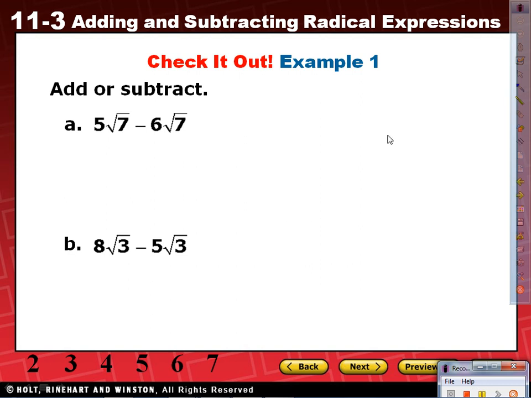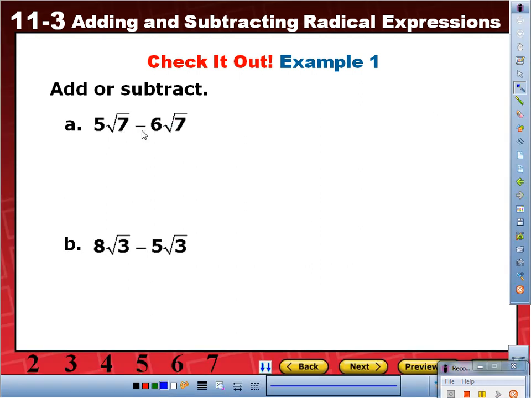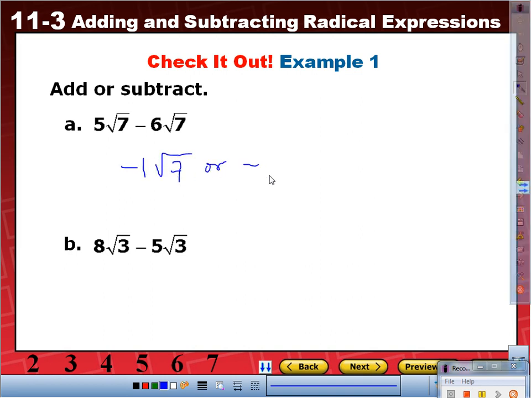Okay, here we go. Can we simplify the radicals anymore? No. Do they have the same radical? Yes. So what is 5 minus 6? Negative 1 square root of 7, or you could write it as negative square root of 7, because the coefficient is an invisible one. Okay, B. Can we simplify the radicals? No. Combine like terms: 8 minus 5 is 3 square root 3. Okay, good. Let's move on.